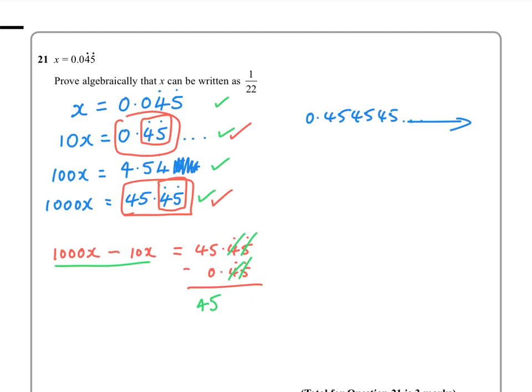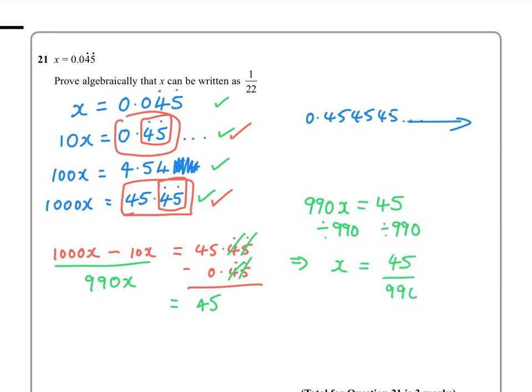So on the left hand side you've got 990x, and on the right hand side you've got 45. So you can write that as 990x equals 45. Divide both sides by 990 like you would in any linear equation, and you'd be left with x equals 45 over 990.